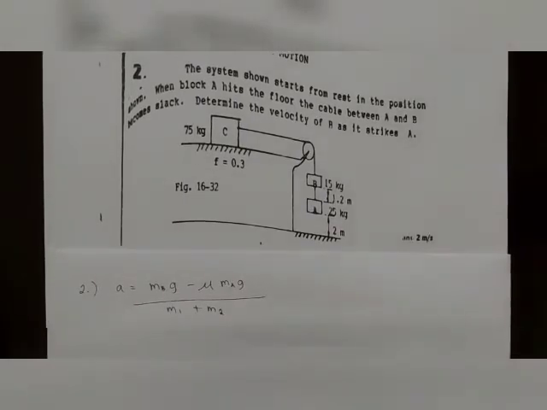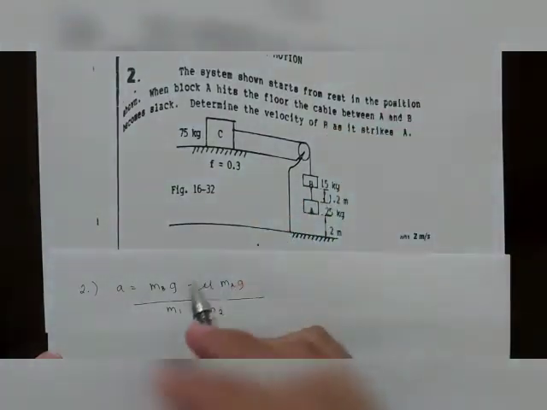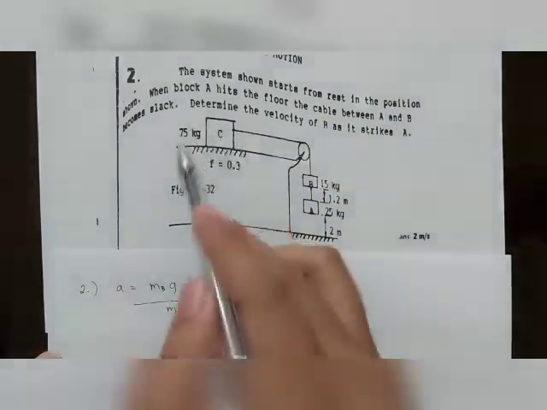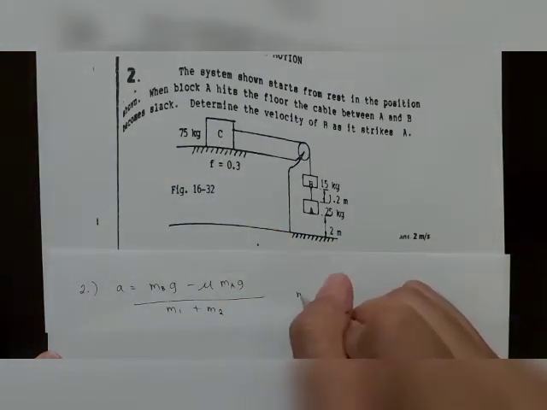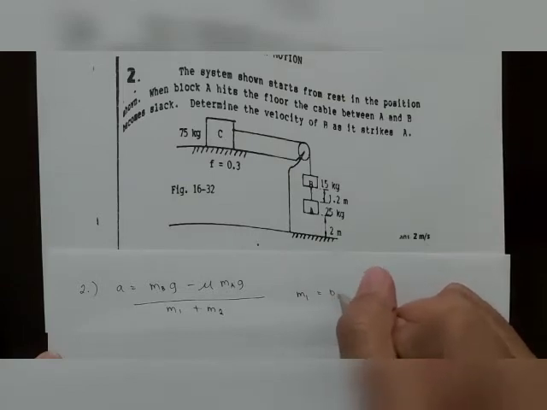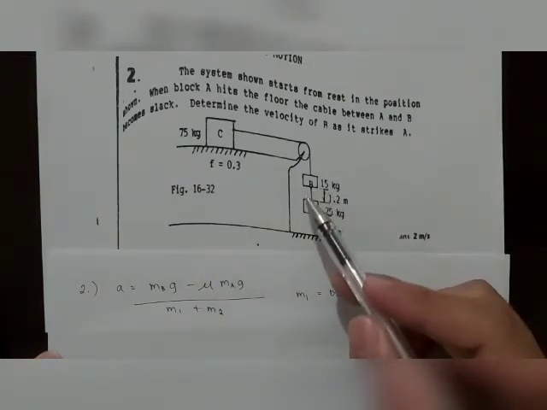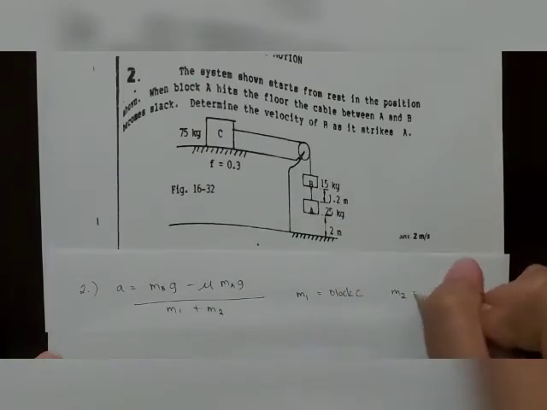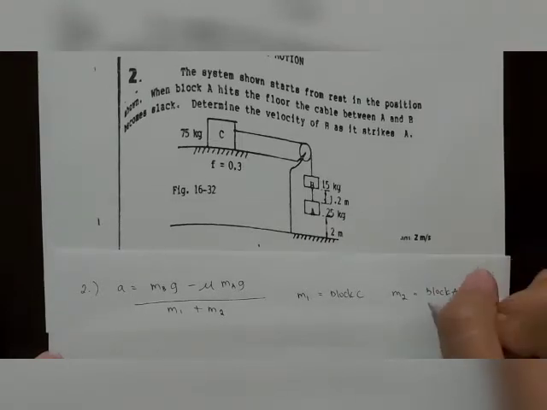Where yung mass 1 natin dito is equal to the whole weight of the block C. So where mass 1 is equal to block C, then yung mass 2 natin is a whole as this block A and block B. So mass 2 is equal to block A and block B. So block A plus block B.